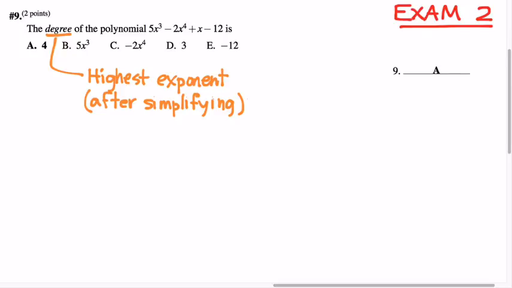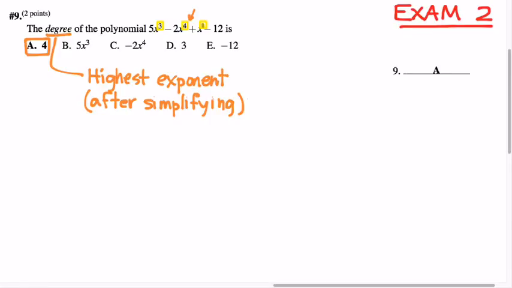Well, this expression is already simplified. We don't have any like terms to combine or anything. So all we really need to do is search for the highest exponent that we can see. And the exponents we have to choose from are 3, 4, 1, the exponent on the plain old x, and then the 12, the constant term, has no exponent, so that's technically a 0. And so of the choices that are available, we just choose the highest one, which is 4.